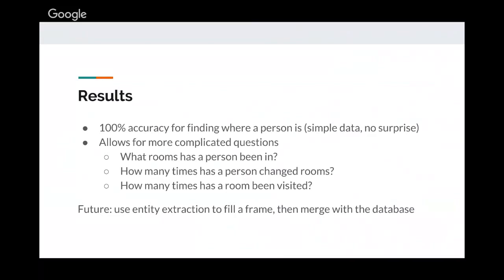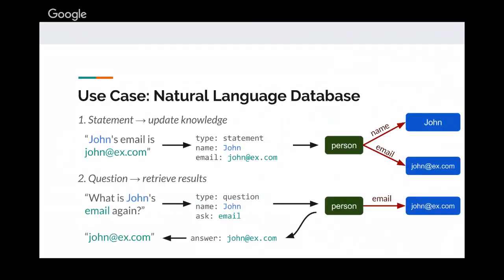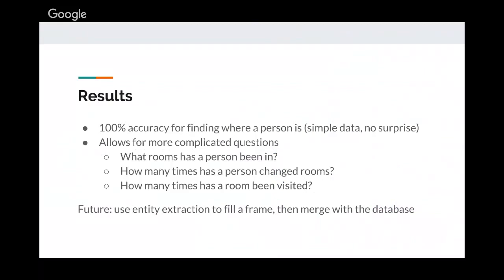But not only that, this system allows for more complicated questions like what rooms has a person been in, how many times has a person changed rooms, and how many times has a room been visited. So using this system where we have this internal graph and we create this knowledge of all the syntax, we can query it and answer a bunch more questions than what we had originally built the system for. And this is really nice. So in the future, I'd like to use more machine learning in the system to actually extract the frame, and we'll see how it works.